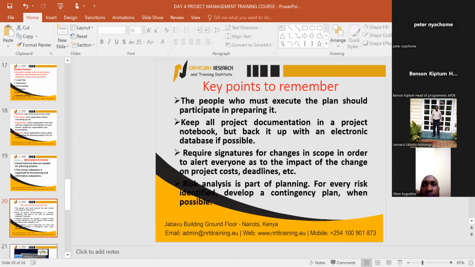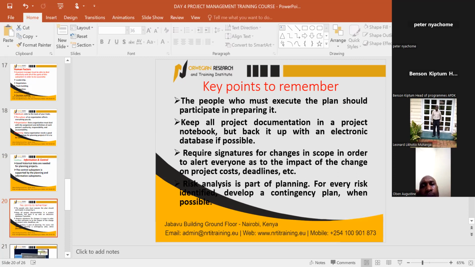Keep all project documentation in a project notebook, but back it up using an electronic database system, if possible. And if you have sensitive materials that you are dealing with, then at least you must also have backup systems outside the project zone, where you can simply retrieve in case of any disaster, for the sake of encouraging business continuity and recovery.